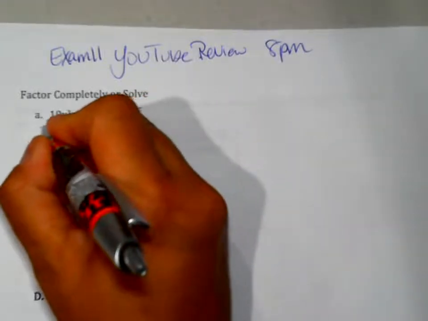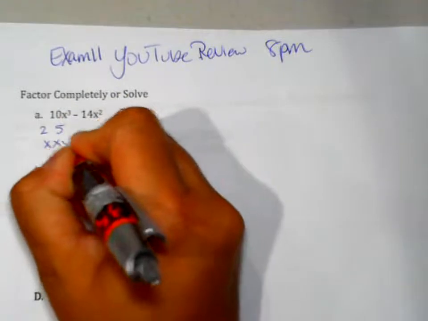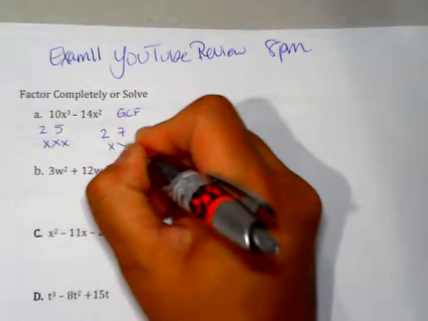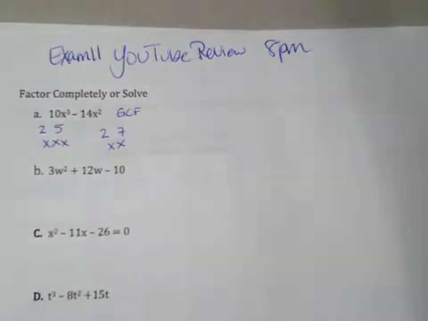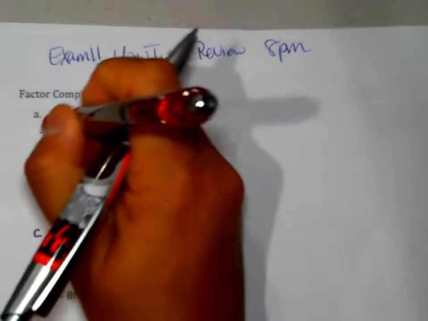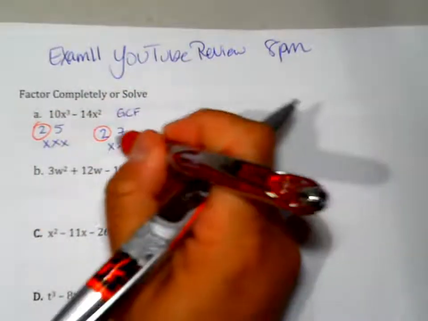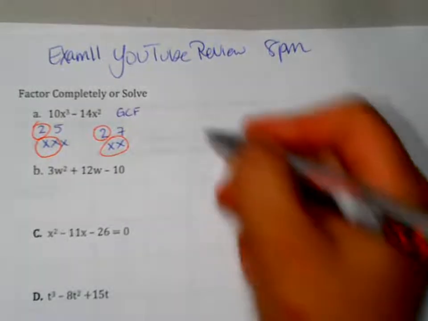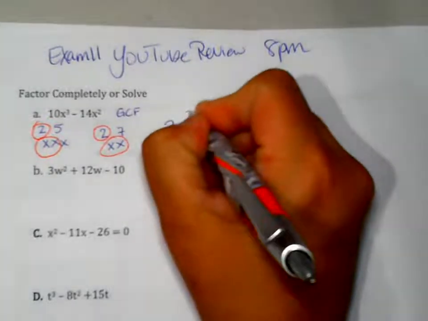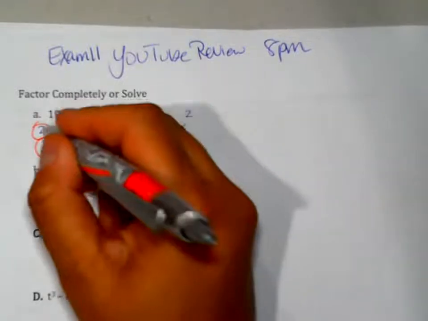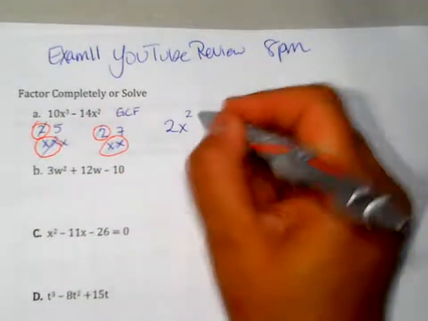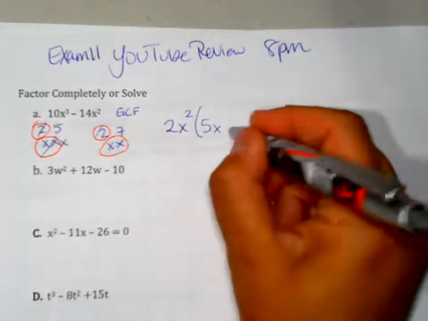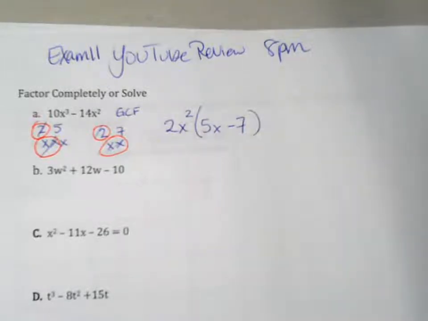This guy right here, I have a 2, a 5, and 3 x's. Right here, I've got a 2, a 7, and 2 x's. So what do they have in common? They have a 2, and they each have 2 x's. So that's what gets to come out. For this one, I'm going to take out 2x squared, which takes care of everything there. And then what am I left with? I'm left with 5x here, and I'm left with 7 there. And that's what your answer looks like.